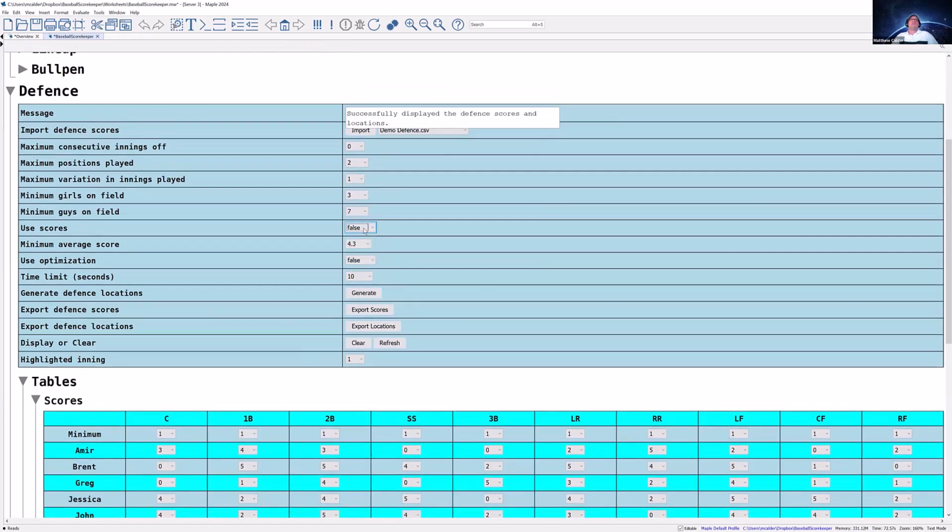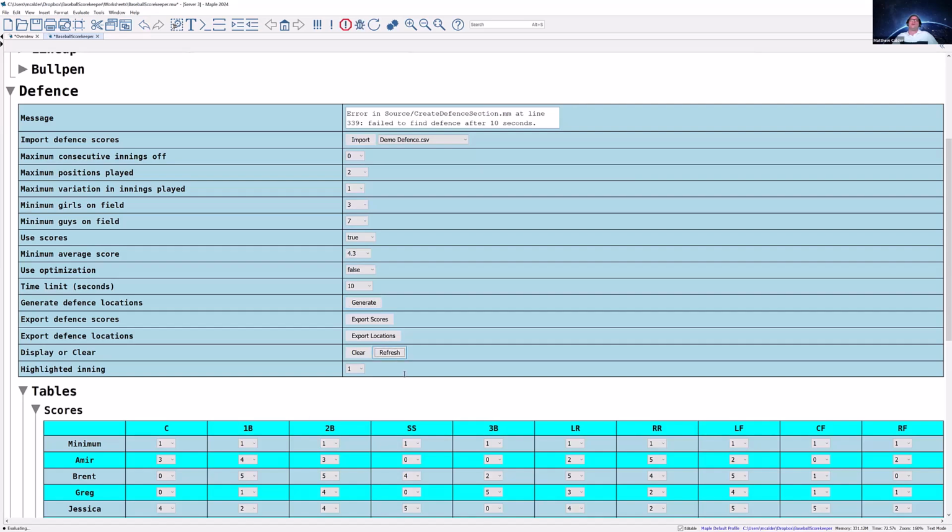So if I say use the scores, I'm going to set the minimum average score to 4.3. There's a reason for that. Click generate. 5 to 10 seconds later, it will tell me that it's found a solution. So refresh.